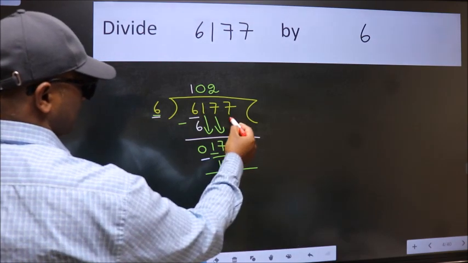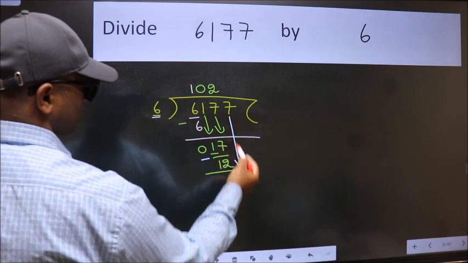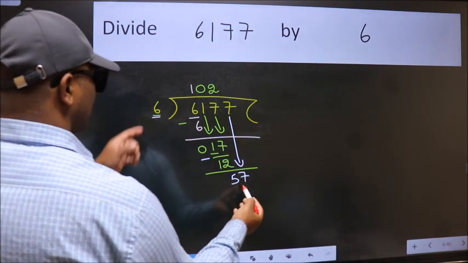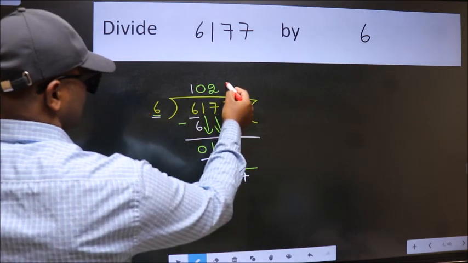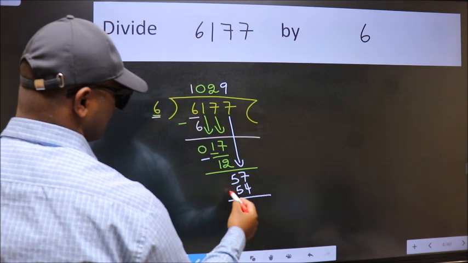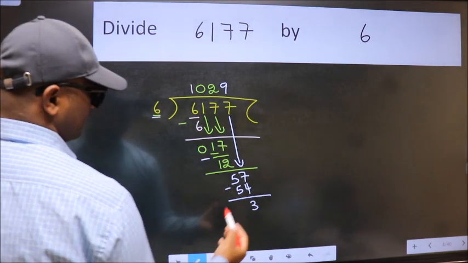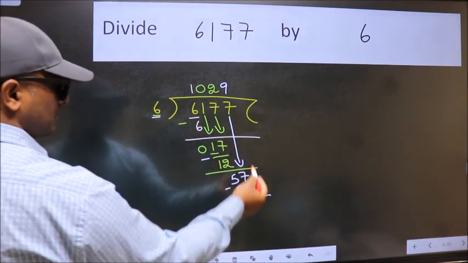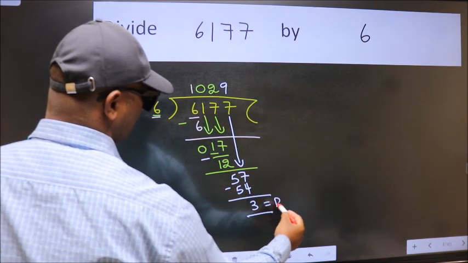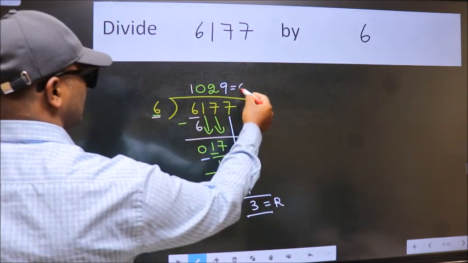After this, bring down the beside number, so 7 down. 57. A number close to 57 in 6 table is 6 9's 54. Now we subtract, we get 3. No more numbers to bring it down, so we stop here. This is our remainder and this is our quotient.